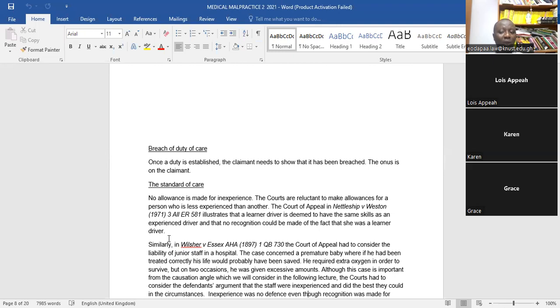It doesn't matter, so long as you've held yourself as having a particular skill. The court will not say that because you were less experienced, we are going to expect something lower than what is usually the case. As you saw, for example, in the case of Nettleship against Weston, if you remember from your law of tort, a learner driver was deemed to have the same skill as an experienced driver, and that no recognition could be made of the fact that she was a learner driver.